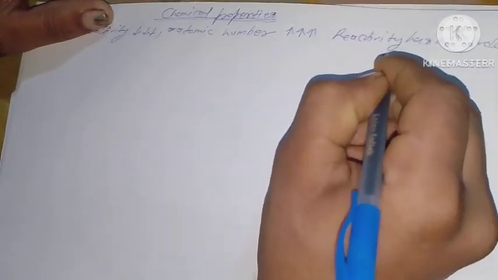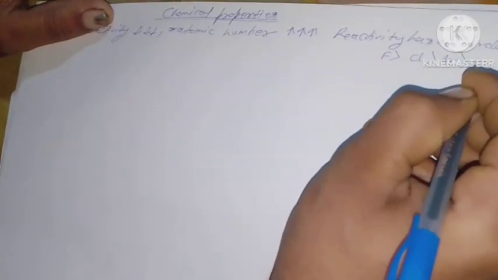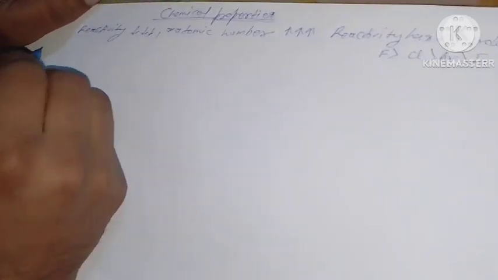Order: fluorine is greater than chlorine is greater than bromine is greater than iodine. Chemical reactivity.